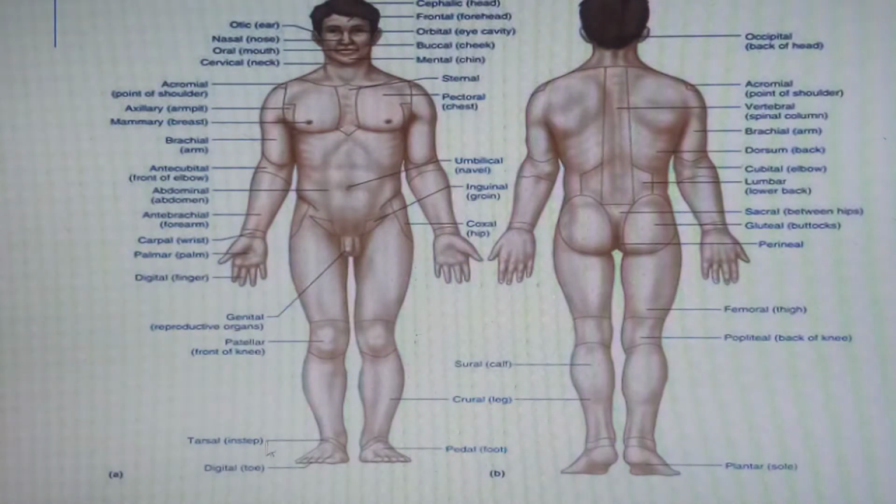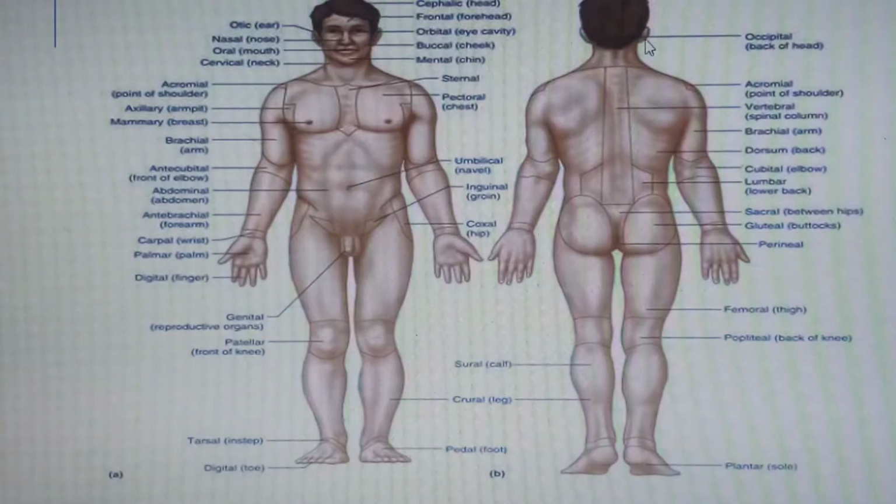Okay, and then of course, if we talk about the crural, that's the leg area. Actually, the anterior aspect of the leg area, that's crural. And then of course, the tarsus will be the ankle area. And then of course, digiti, and you talk about pedal, which has to do with the foot.